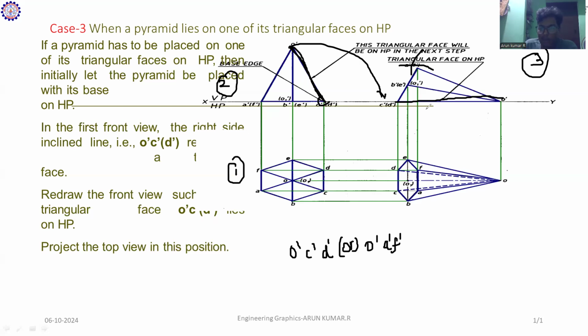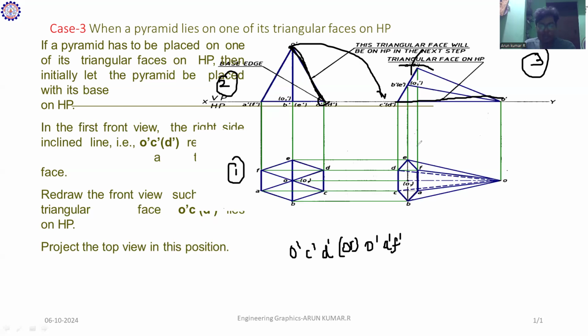D dash is mapping with D. For example, here there are 2 points. You have to locate C dash and D dash, similarly this side and this side. You extend the line up to D dash and mark it as D, and extend the line up to C and mark it as C. These two lines are what is called B dash and E dash. So B dash is joined with B, and E dash is joined with E.